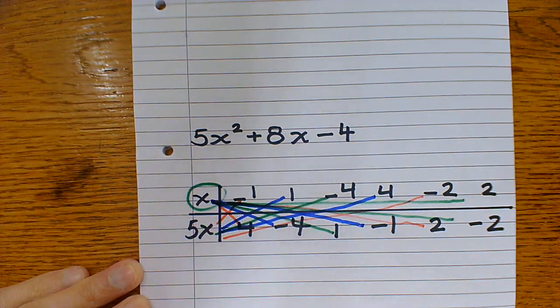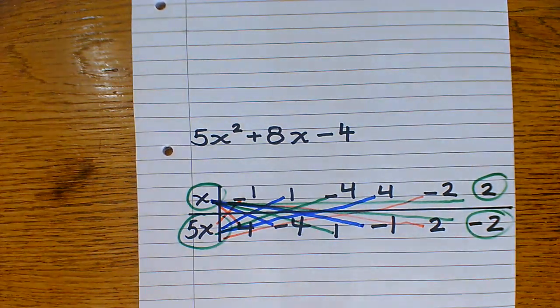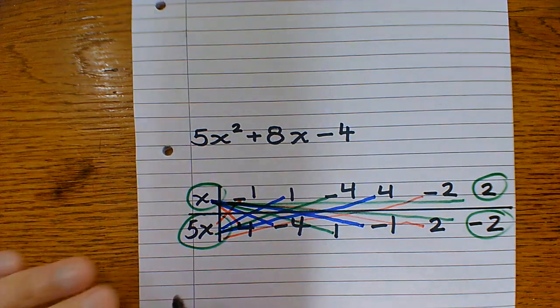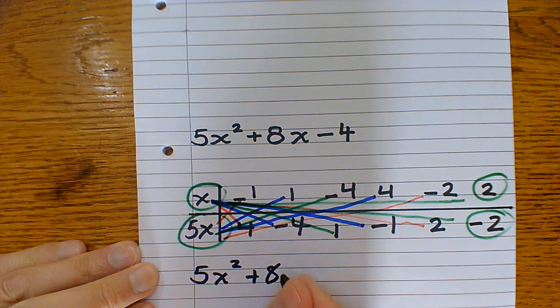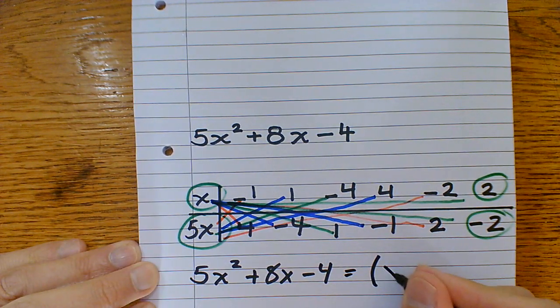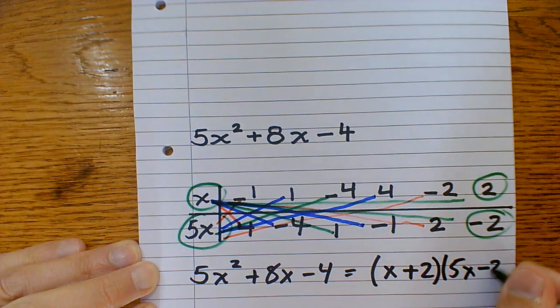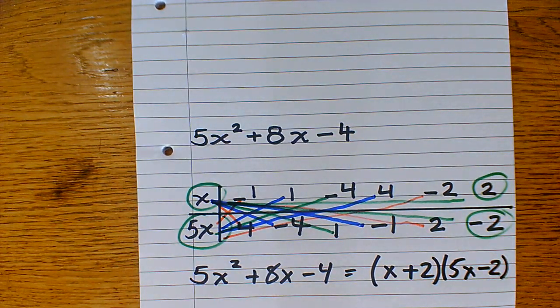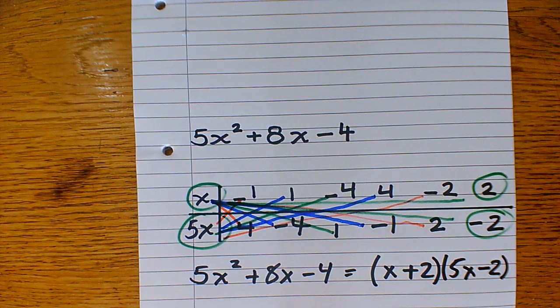So we've got x plus 2, and from the bottom line we've got 5x minus 2. So just writing down what we've found, 5x squared plus 8x minus 4 can be factorised as from the top line x plus 2, from the bottom line 5x minus 2. And there we are, we're done. Just to remind you, of course, if I'd written 5x minus 2, x plus 2, that would also be right. Okay, thank you for listening.